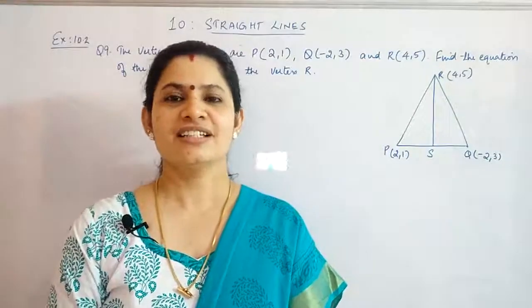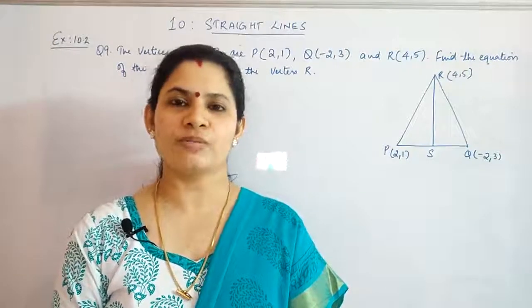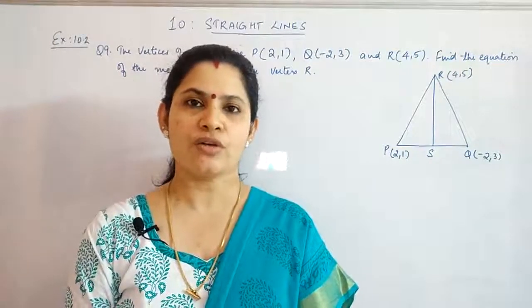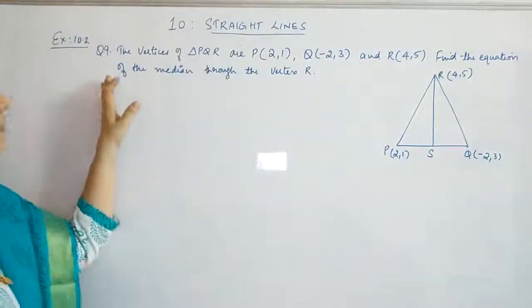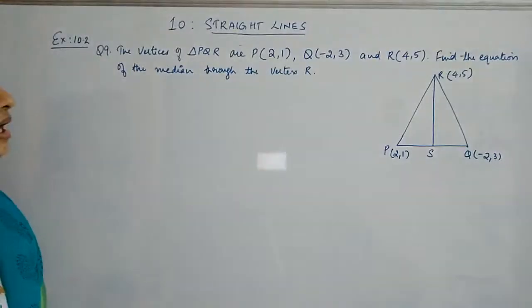Hello everyone. Today we are discussing the remaining problems of exercise 10.2 of chapter number 10, straight lines. Question number 9 is, the vertices of triangle PQR are P of 2, 1, Q of minus 2, 3 and R of 4, 5. Find the equation of the median through the vertex R.